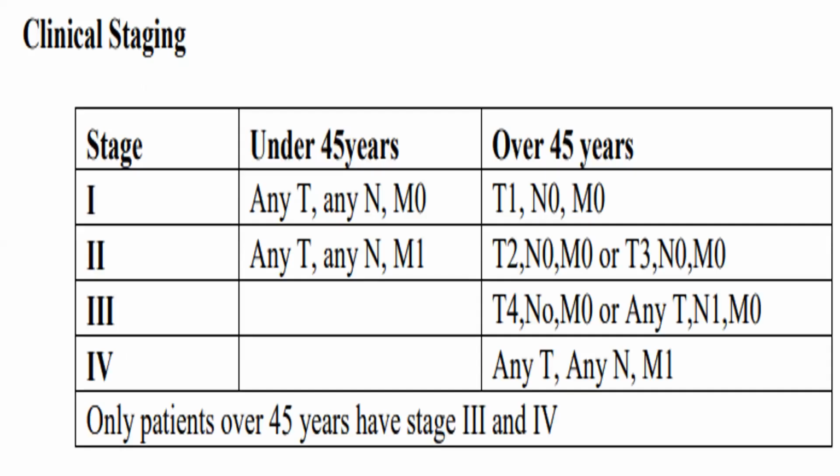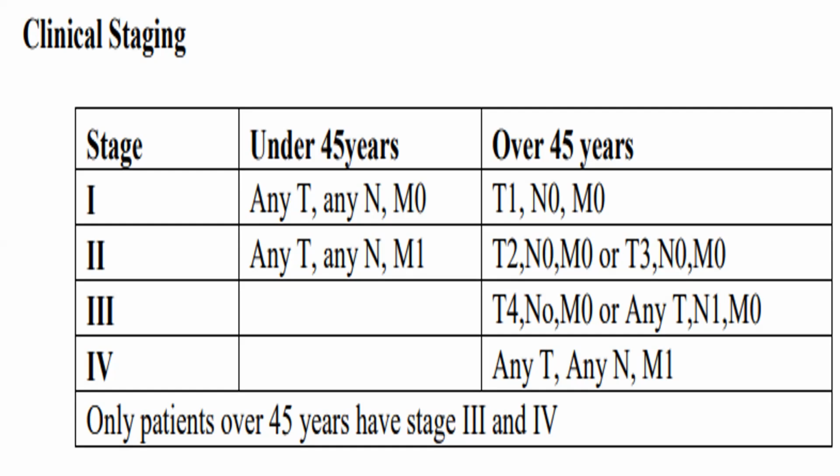But you can also stage clinically. This is according to the American Joint Committee on Cancer. They just group patients into 2 groups, under 45 years old and over 45 years old. If you find any tumor size and any lymph node involvement, but there is no distant metastasis, let's say M0, we stage it as stage 1 in under 45. If there is any tumor size, any lymph node involvement, and there is a distant metastasis, we stage it as 2.